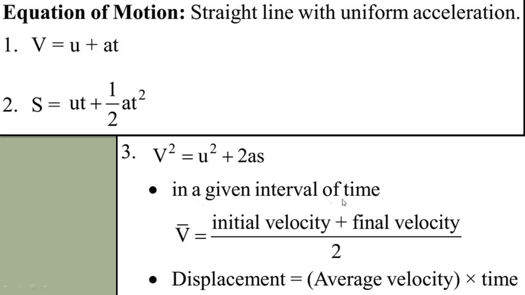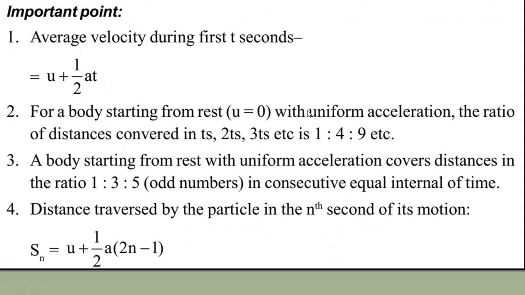In a given time interval, v bar is equal to (initial velocity plus final velocity) divided by 2. Displacement is equal to average velocity into time. As we know, velocity is the rate of change of displacement, so displacement divided by time. So displacement is equal to average velocity into time, and average velocity is (initial velocity plus final velocity) divided by 2. Then an important point: average velocity during the first t seconds is equal to u plus half at.